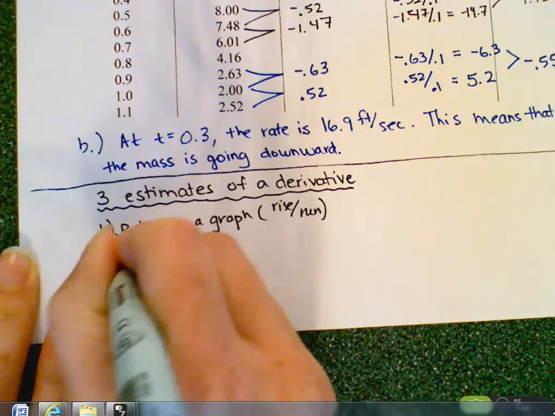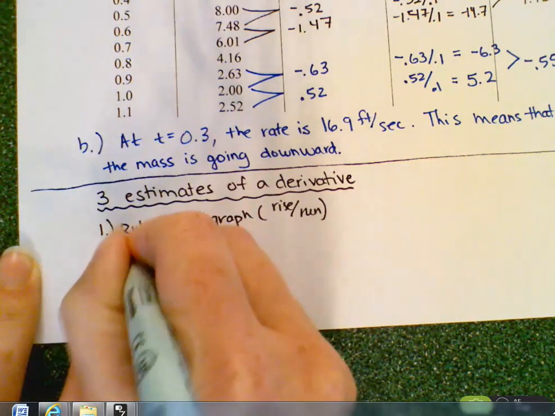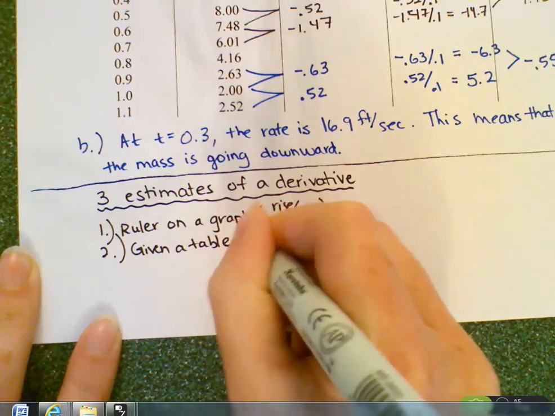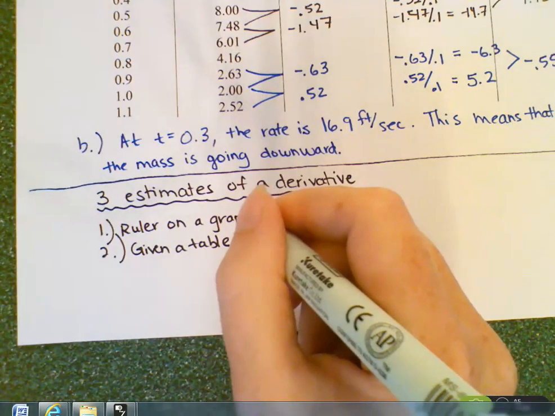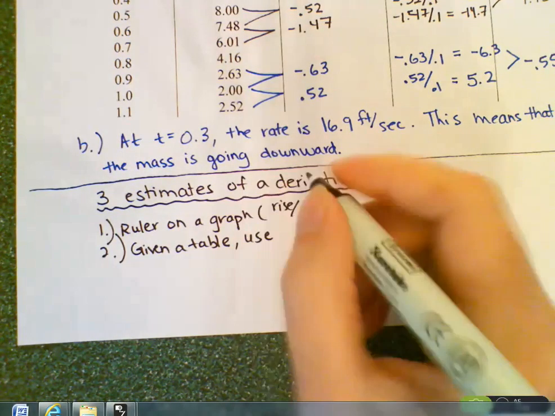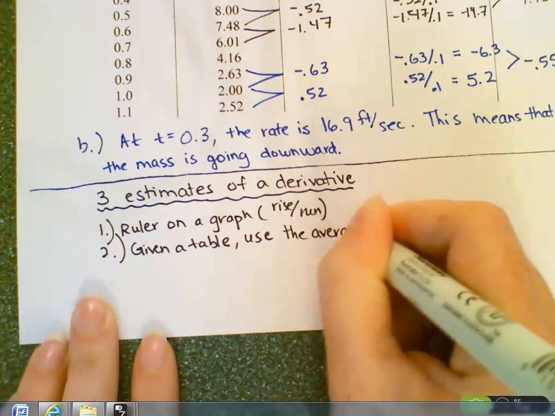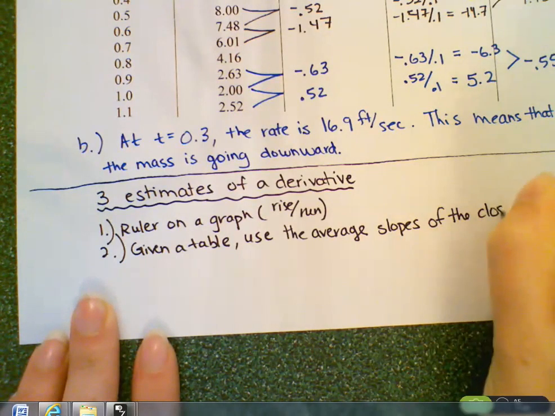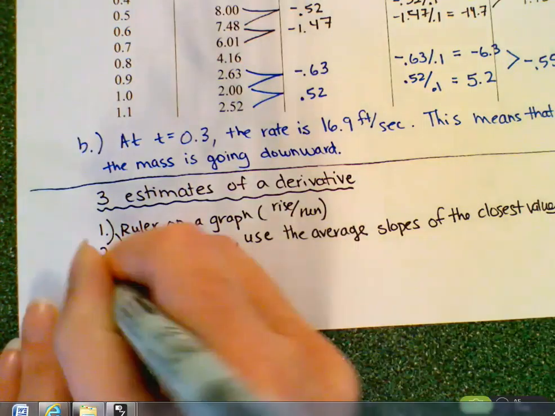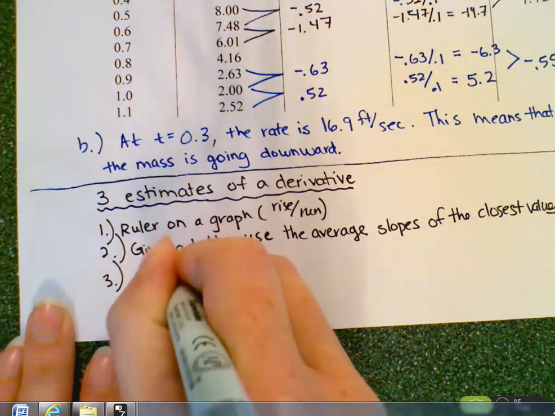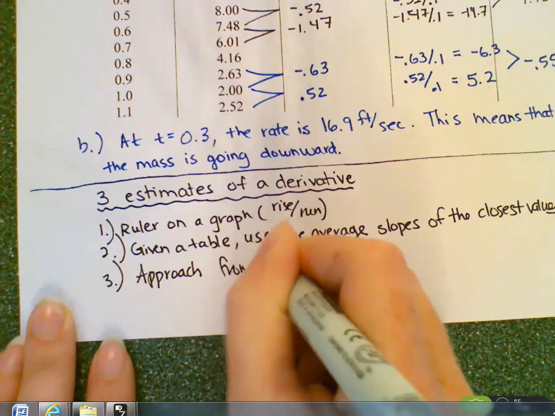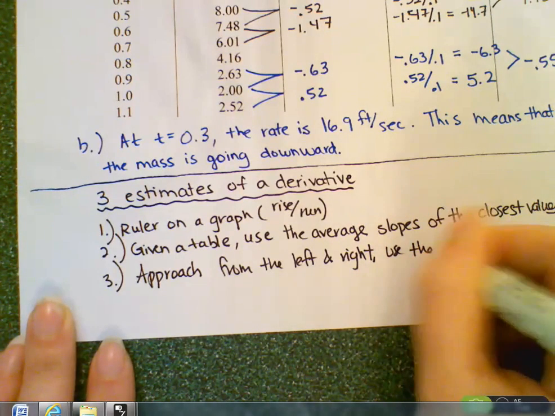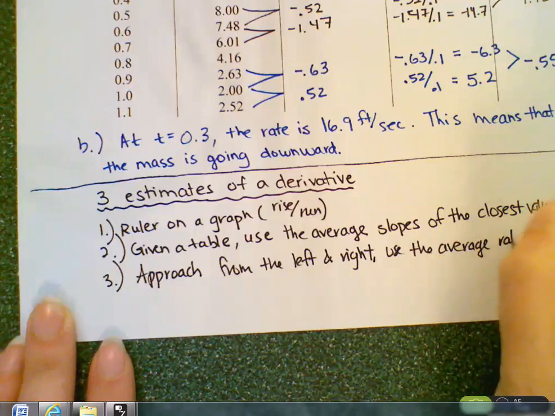Okay, the second way that we worked on, which was example 3, was given a table, use the average slopes of the closest values, and we approach from the left and right. Use the average rates of change.